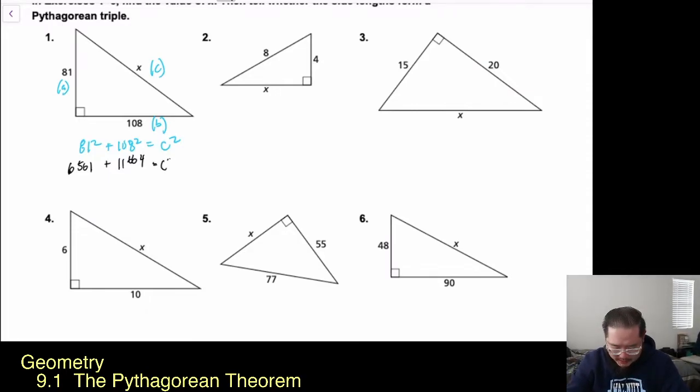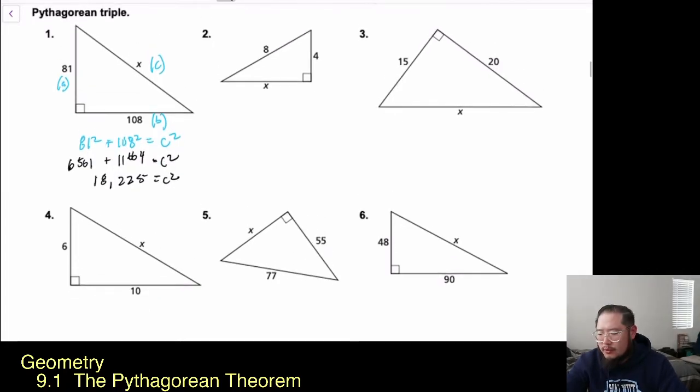We're going to add things up. I've got 18,225 is equal to c squared. Then remember, the last step is to get rid of the square on c. We have to square root both sides. And when I square root both sides, side c, or x, ends up equaling 135.